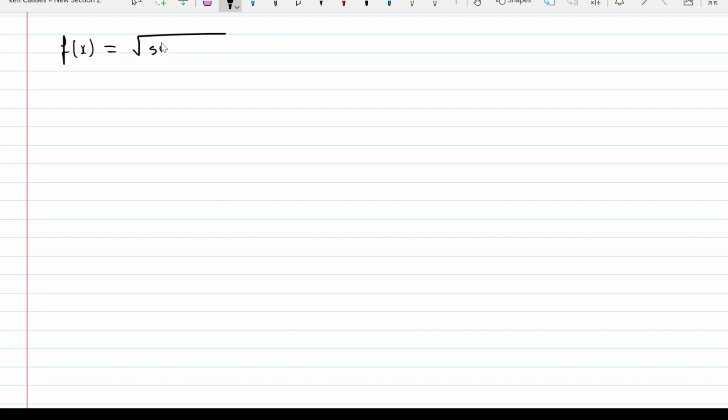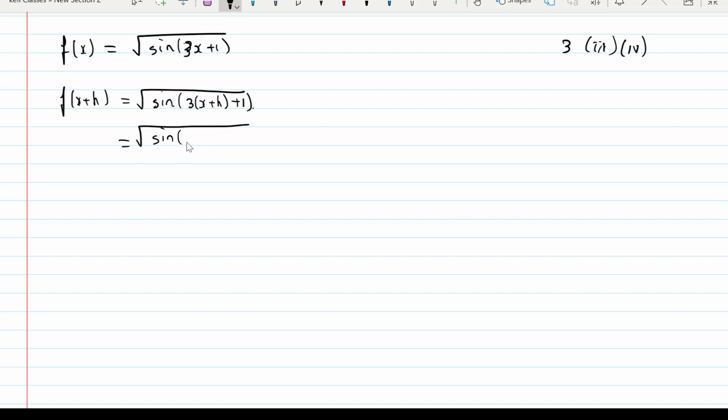to root of sine of 3x plus 1, because this problem becomes a combination of the third, second and third and fourth. It's a combination of two terms. So the technique that will be used here, the same technique will be used for both these problems separately. Okay, so we have f of x plus h is equal to root of sine of 3 into x plus h plus 1, which is equal to root of sine of 3x plus 1 plus 3h.